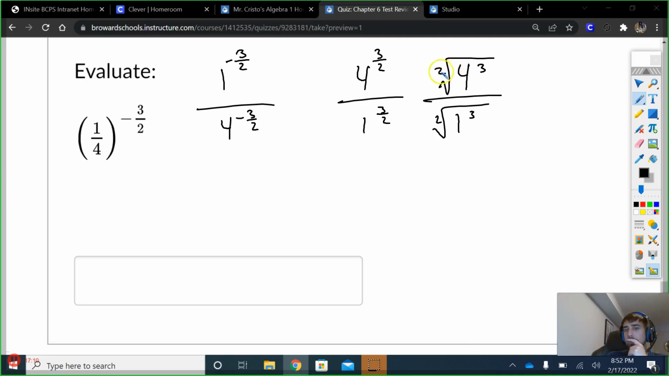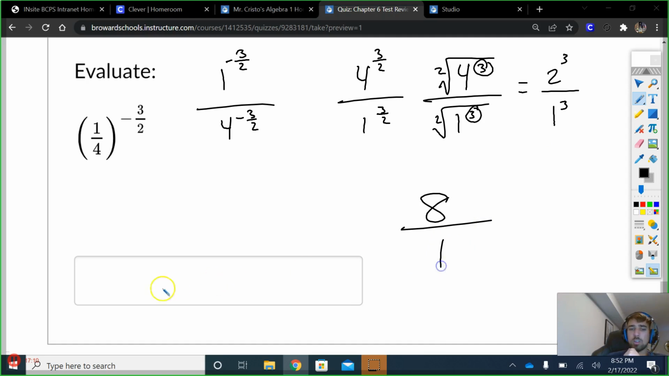I can do the square root of 4. The square root of 4 is 2. And then I'm left with the third power. The square root of 1 is 1. What's left over is the third power. 2 times 2 times 2 is 8. 1 times 1 times 1 is 1. Your answer is 8 over 1, which is just 8.